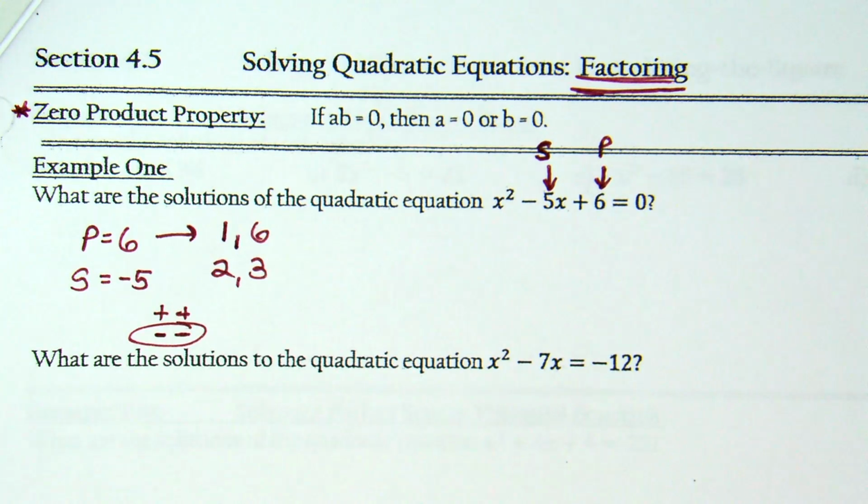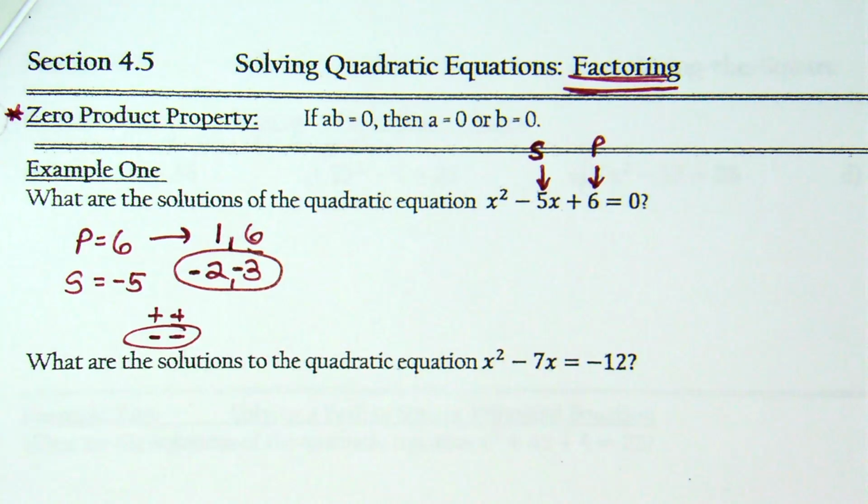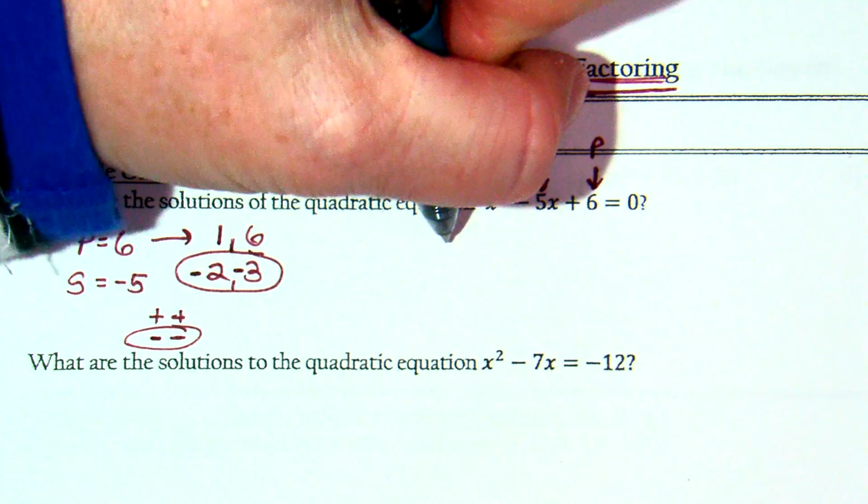Which set of numbers, if I make them both negative, will add to be negative 5? 2 plus 3 is 5. If I wanted them to subtract to be 5, then we could talk 1 and 6. But because we want them to add to be negative 5, negative 2 and negative 3. What do I do with those numbers? Put them in the two parentheses.